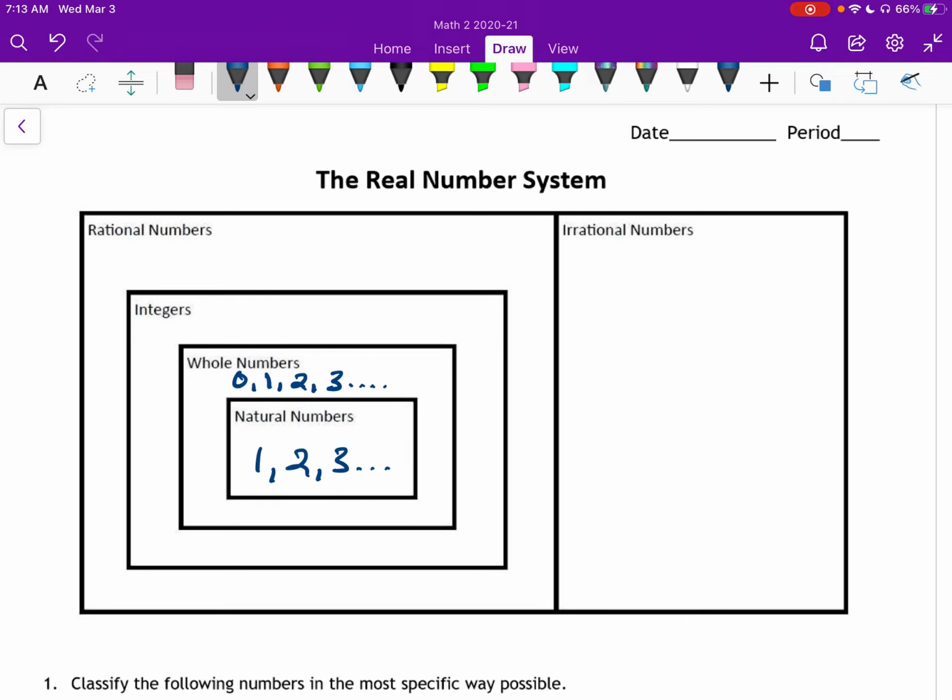After you graduate from the whole numbers, you go into the integers, and integers are just what we normally call whole numbers, but they're integers. They're the negatives and the positives. So -3, -2, -1, 0, 1, 2, and so on.